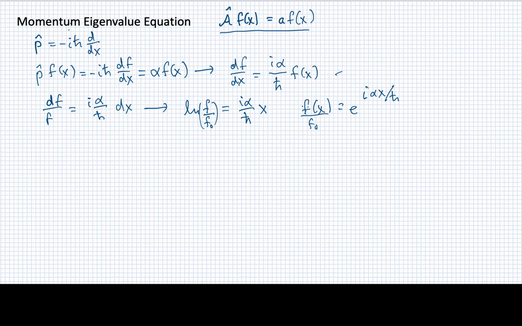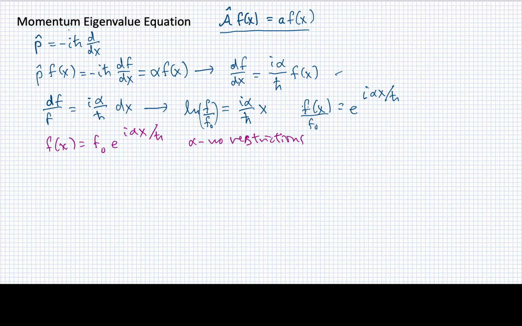So our final result would be f of x is equal to some value f0 times e to the i alpha x over h bar. So this is our eigenfunction for the momentum operator. And our eigenvalue here, alpha, shows up in the numerator of this function. That means there's no restriction on alpha, so any value will work as an eigenvalue as long as the function has this particular functional form.